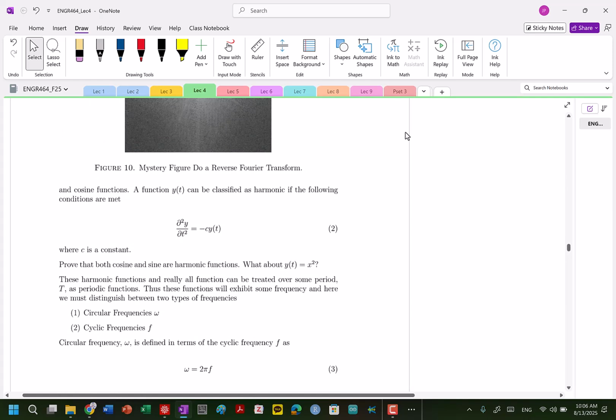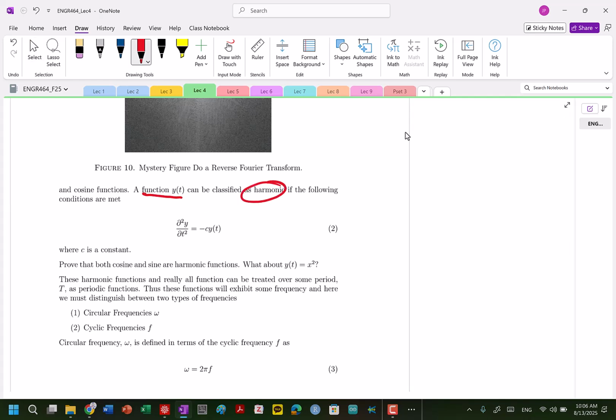So you've probably seen this before, probably in vibrations. A function, we're going to classify it as harmonic if we meet the following conditions. If we take the second derivative of our function, y of t will be equal to minus some constant times y of t. So you can prove that sinusoidal functions are harmonic functions. 2x, however, is not harmonic, right? We can prove that and see that that is indeed the case.